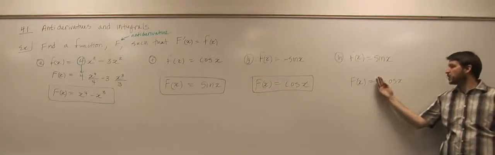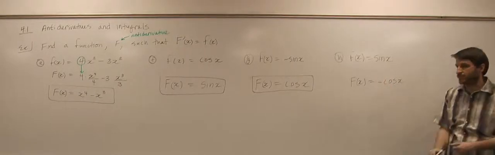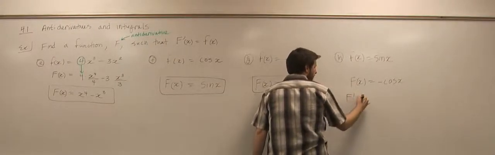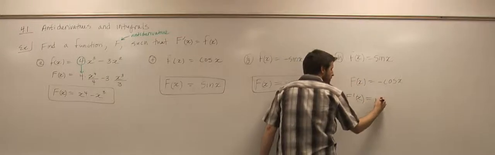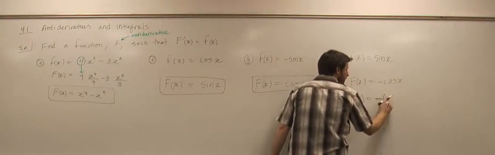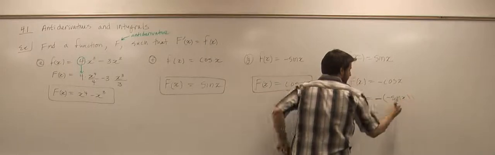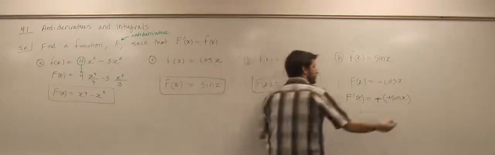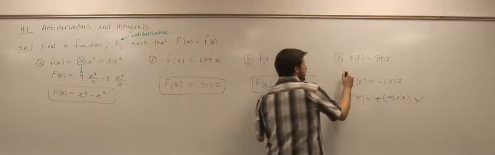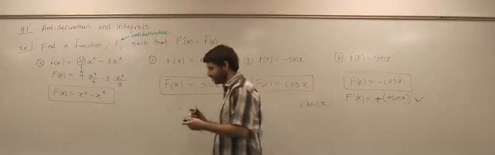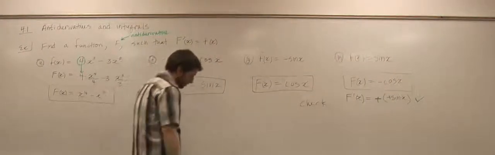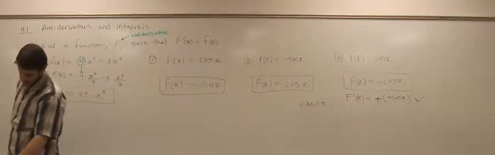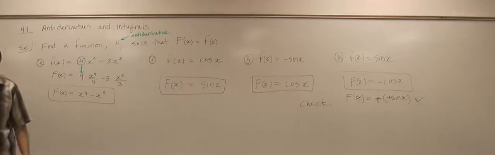Because the derivative of cosine will give you negative sine, but then this negative will cancel. Check it. F prime of x will equal, the negative follows down, but when you derive cosine, you get negative sine. So the negatives cancel to a positive, and you're back to what you want. So it does check. So I guess hopefully you're getting the idea. Ooh, although.